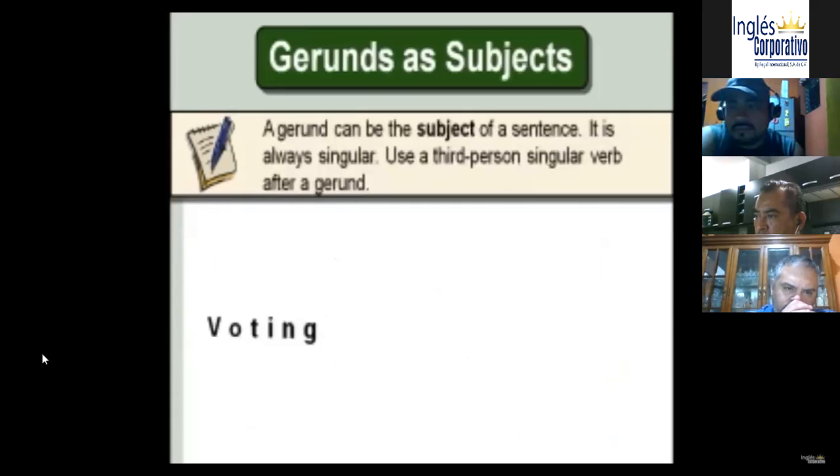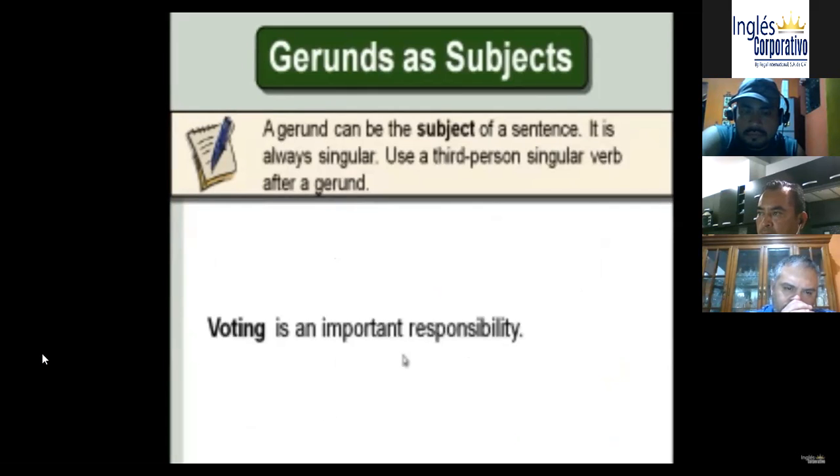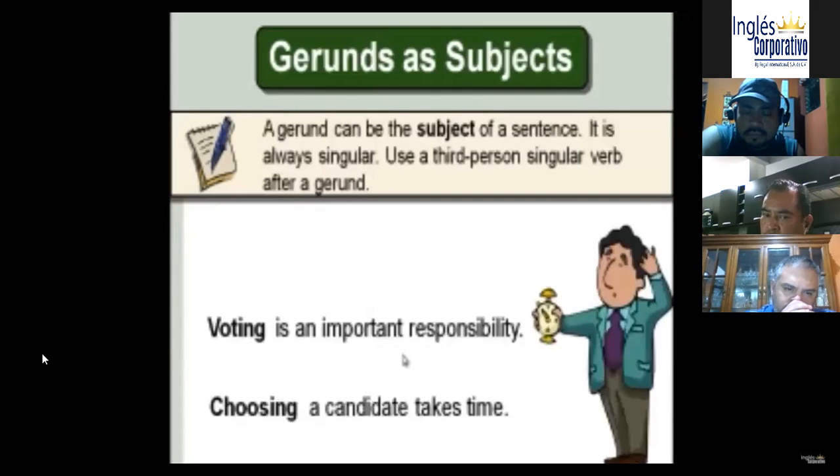Let's go into some details now, and let's talk a little bit about gerunds, and particularly gerunds being used as subjects of sentences. On the screen right now, we can see that a gerund can be the subject of a sentence, and a couple of grammar rules to learn are that it is always going to be singular. It's always going to act as a third person. And so let's look at that. Voting is an important responsibility. Choosing a candidate takes time.